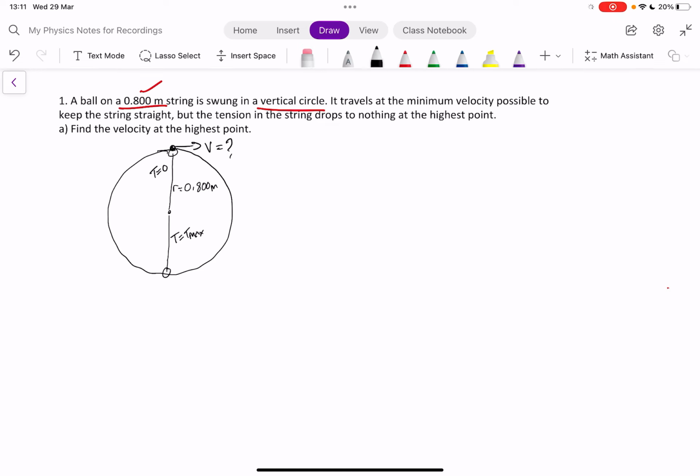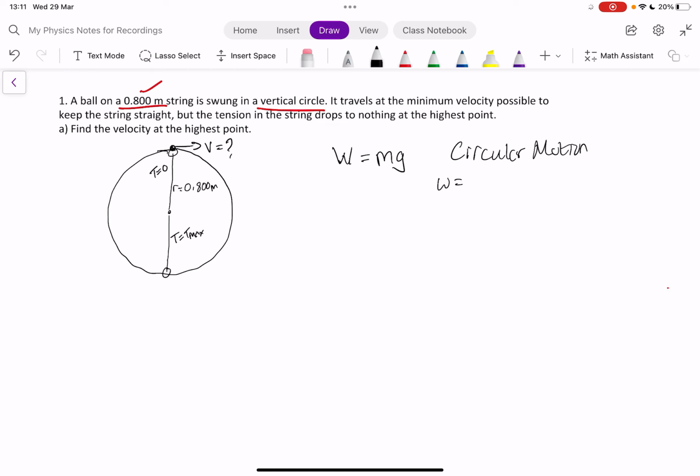So the principles I'm applying here, probably something to do with gravity. So equations might be weight equals mg, for instance. Something to do with circular motion. So what I want to do is write down a few circular motion equations, but also think about the principles. It's not just about circular motion.